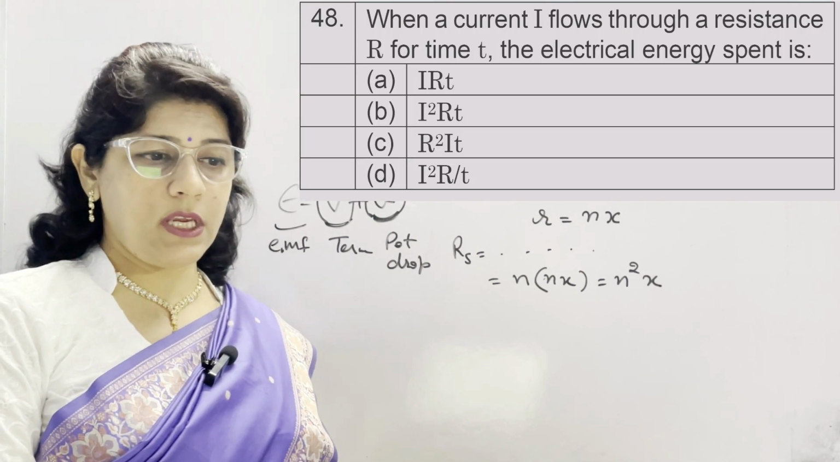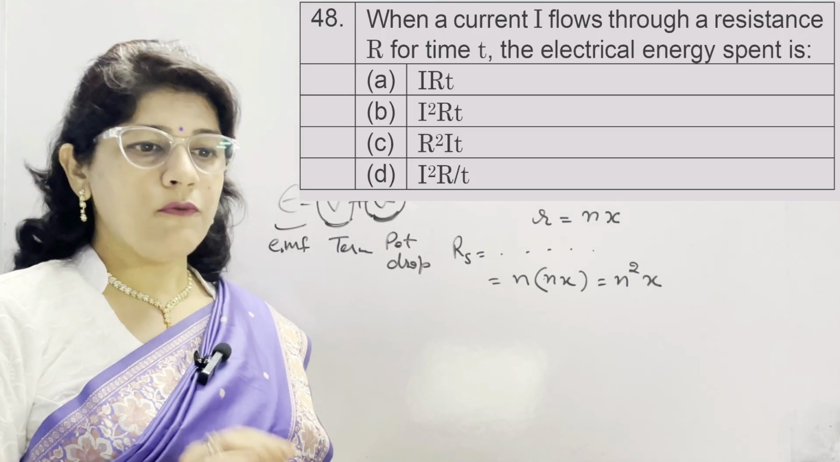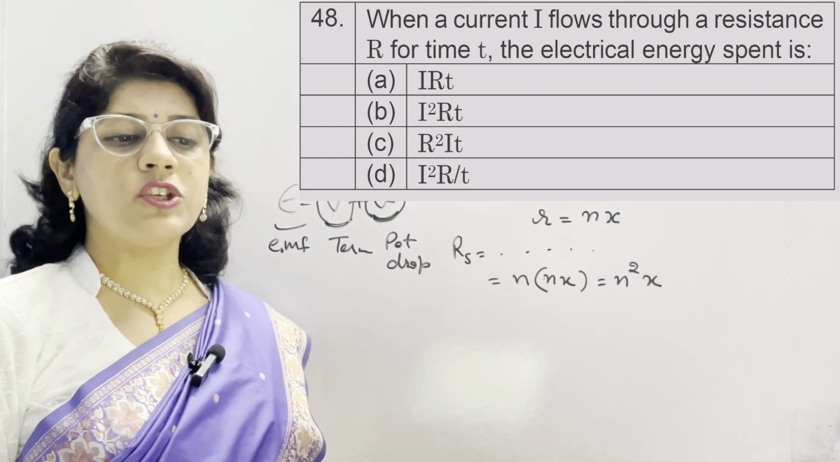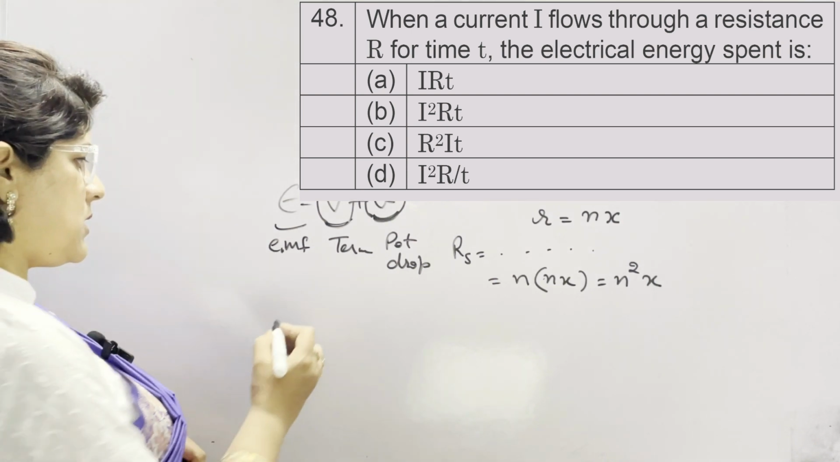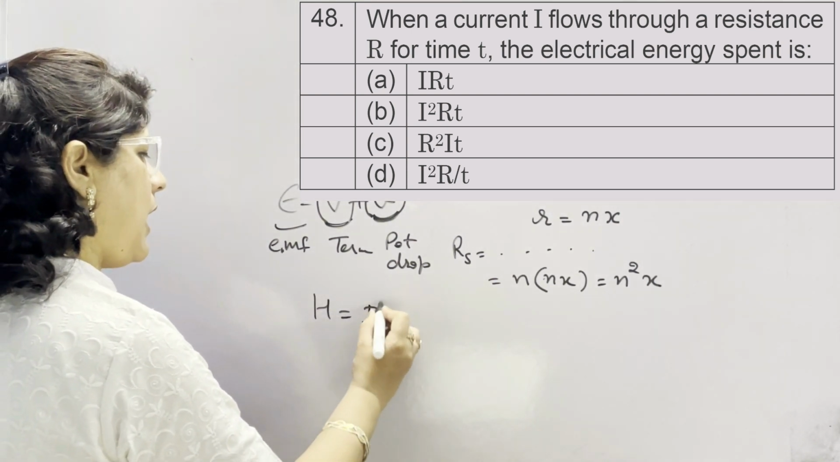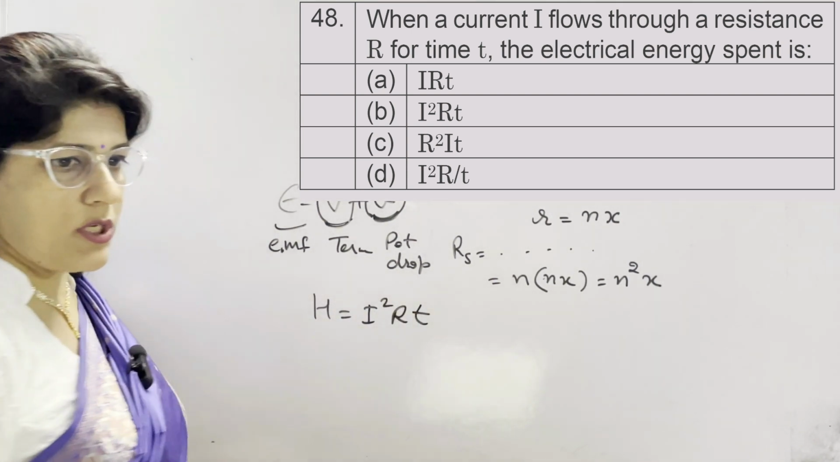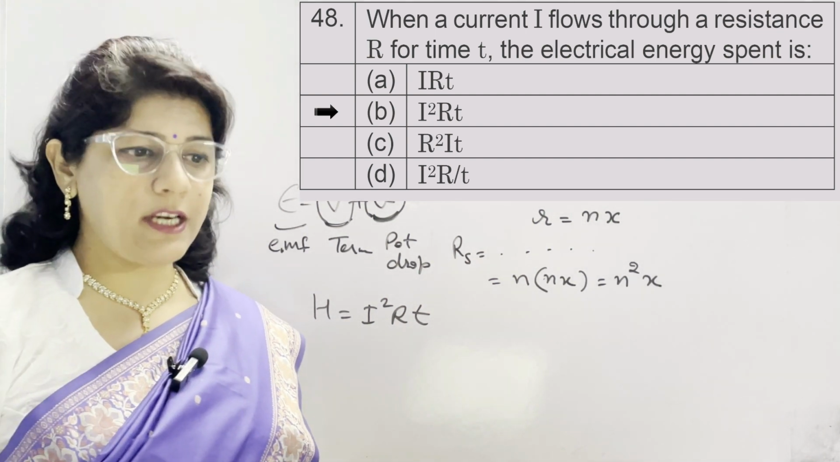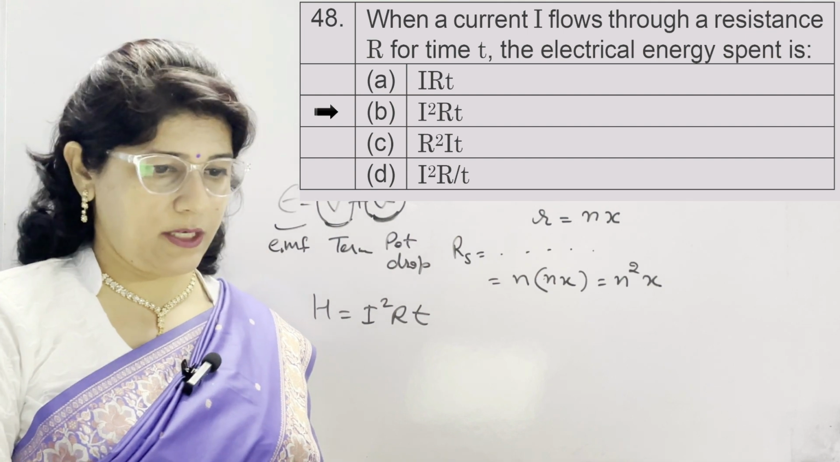In question number 48, when a current I flows through a resistance R for time t, the electrical energy spent is, Joule's law of heating, H is equal to I square R into T. This is our option number B, I square RT, which is correct. A, C and D are incorrect here.